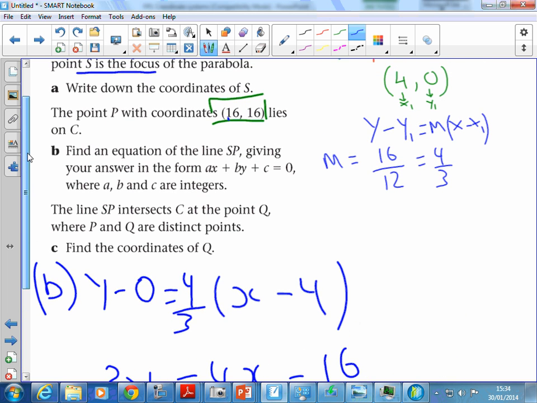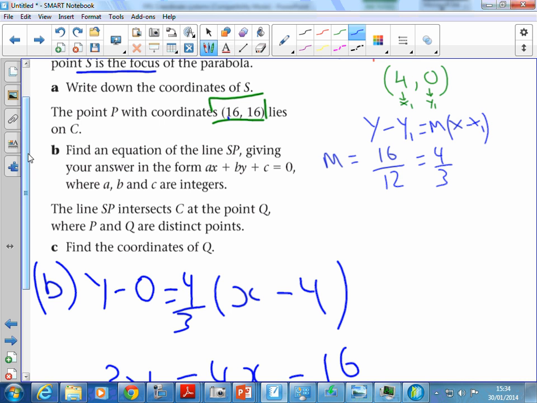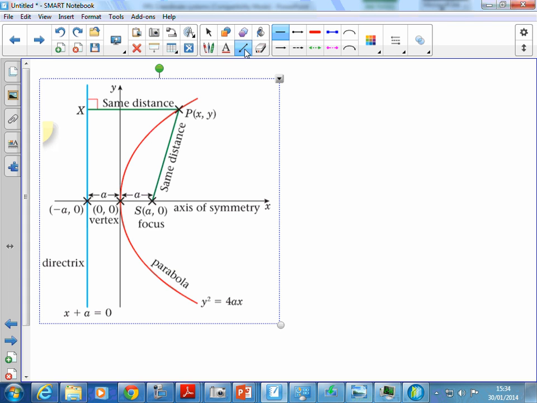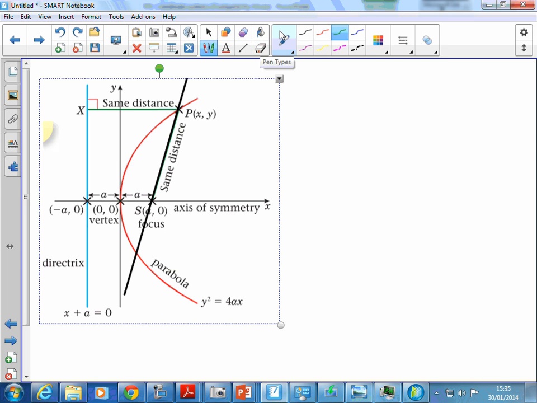Okay, so part C, find the coordinates of Q. So the line SP intersects C at the point Q, where P and Q are distinct points. So we look at, supposing P was there, and it intersects the curve again. So supposing this is the point Q, and that's the point P, which we already have, and we want to find this coordinate. Again, this is straightforward. This is C1 mathematics.